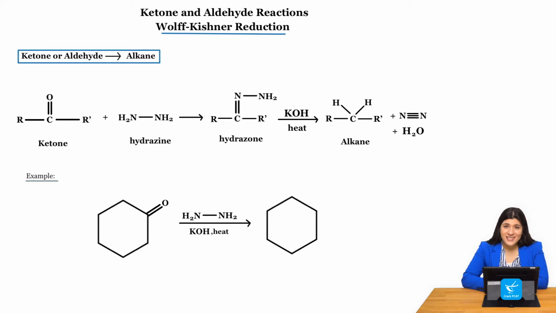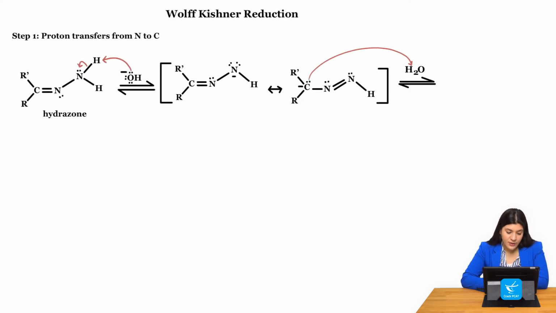So let's look at what's happening here. First things first, a proton is going to transfer from a nitrogen to a carbon. What I already did was go to the step where it was a hydrazone. Okay, so this is a hydrazone. Just going back real quick: this started off as a ketone, it then got attached to a hydrazine. Now it's a hydrazone, and now this is the step that I'm worried about.